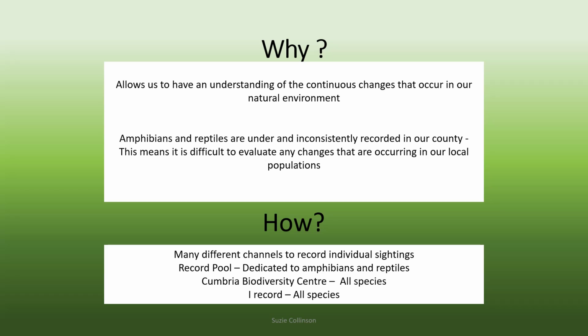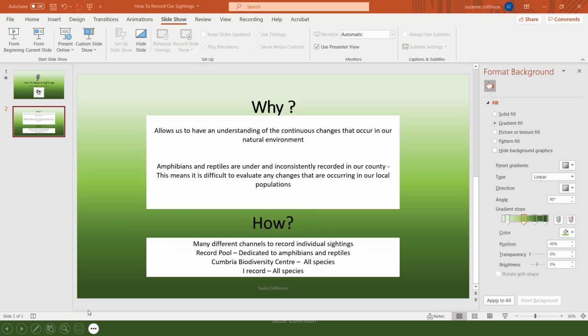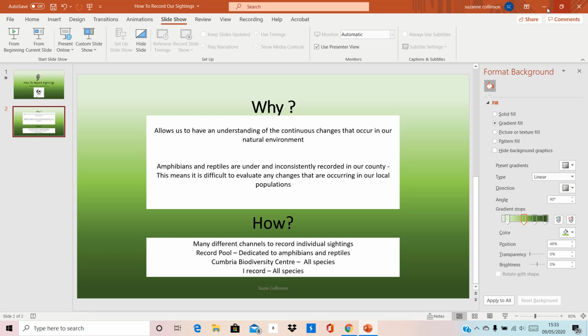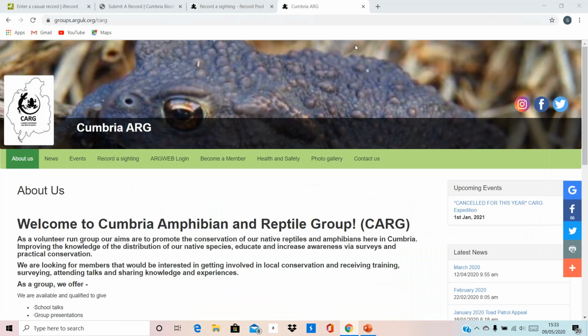So we can record through different channels. We have a dedicated recording system called Record Pool, which is dedicated to the amphibians and reptiles. And we also have Cumbria Biodiversity Centre and iRecord, through which you are able to record all species. So I'm going to start off with having a look at Record Pool and going through the motions of how you can submit your sightings.